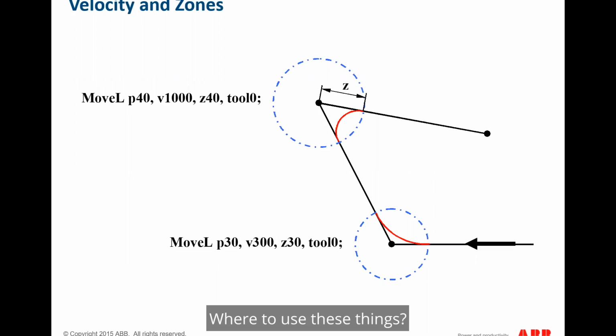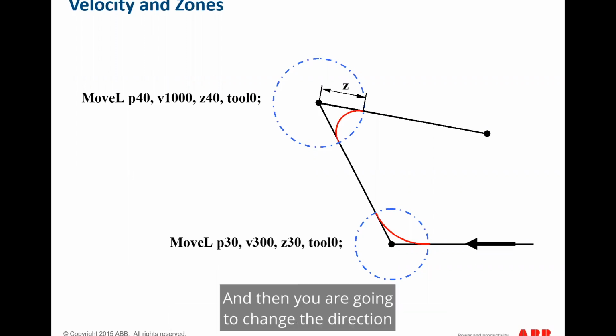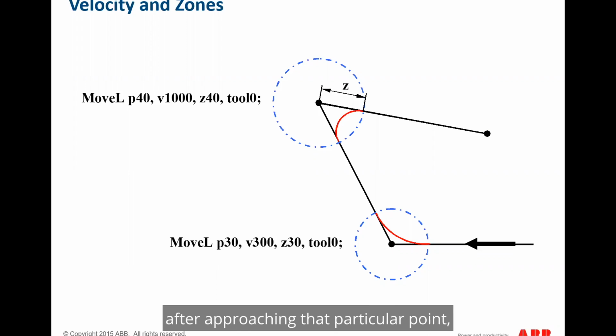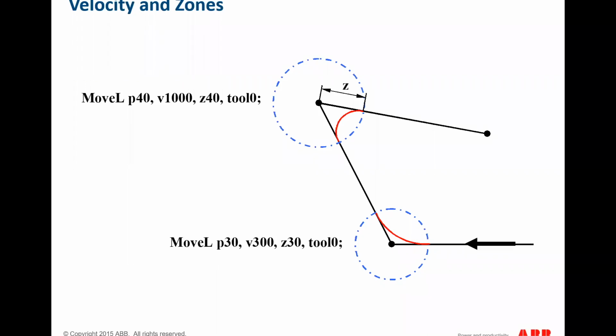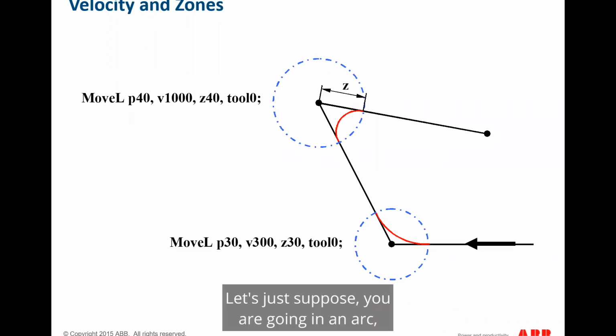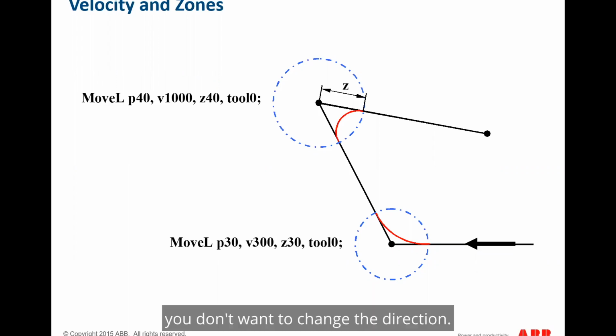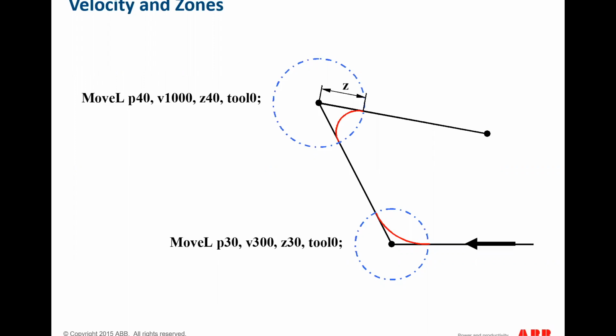Where do you use these things? Let's say you are going to change the direction after approaching a particular point. Then we can use zone fine, because you want to go there, pause for about 0.5 seconds, and then change the direction. Let's just suppose you are going in an arc. You don't want to change the direction. Then you can use zone 0. Maybe you are only positioning the home position for the robot. You can go with something like zone 50.